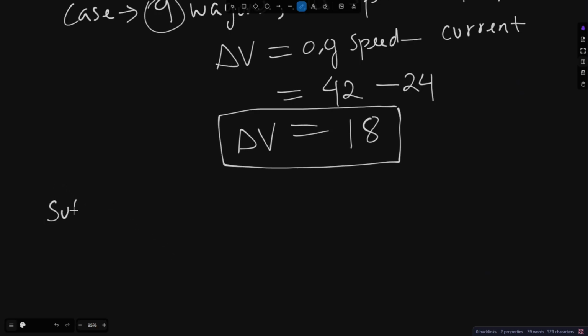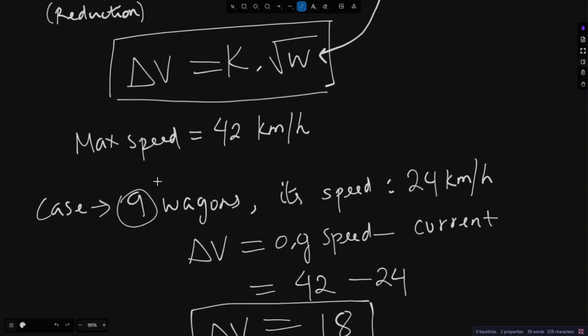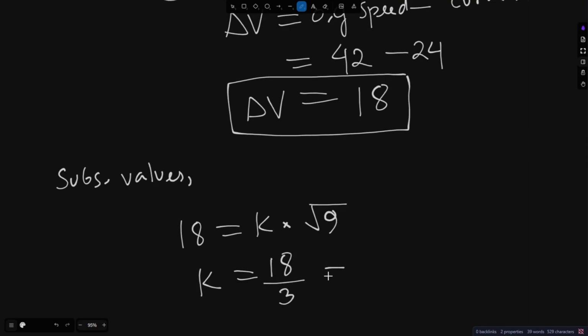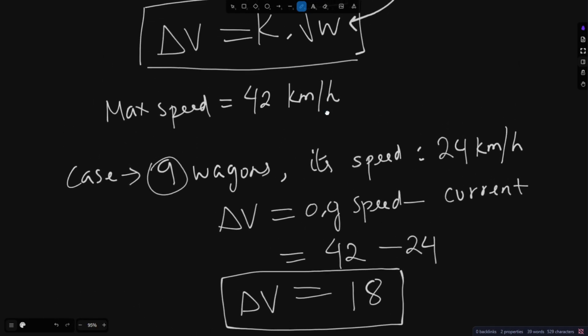Substituting the values, delta V equals K times the square root of W. So 18 equals K times the square root of 9. Changing up the values, we get 18 divided by 3, which equals 6. So 6 is the value of K for us. Great. Let's proceed with the problem.